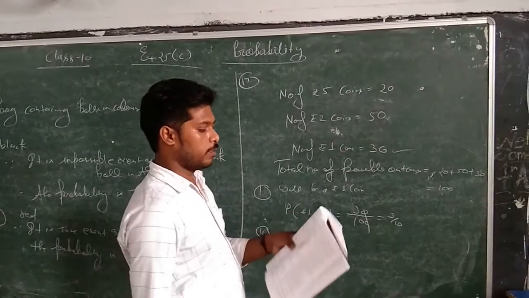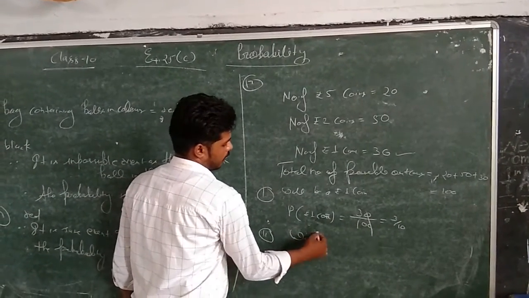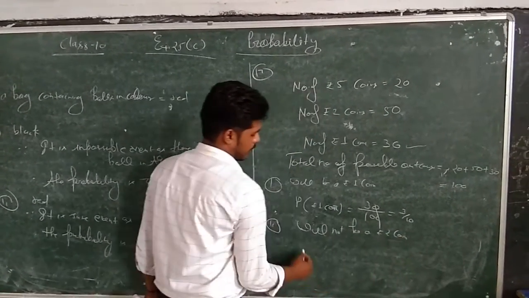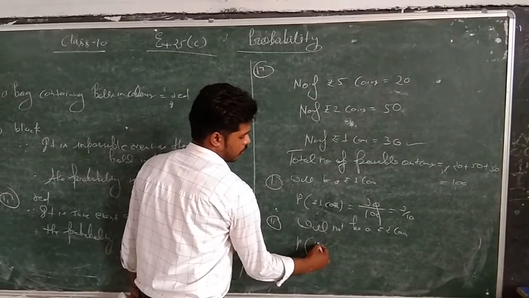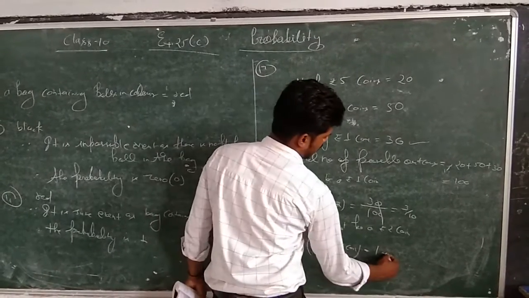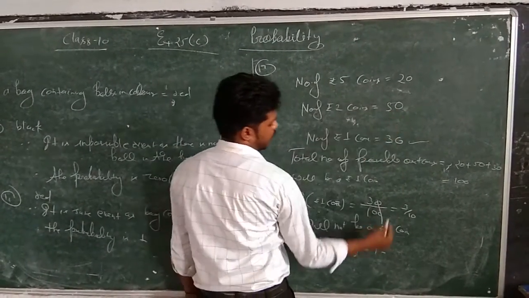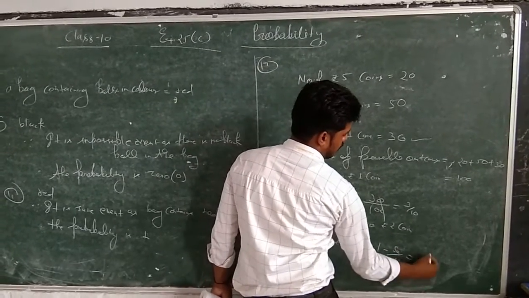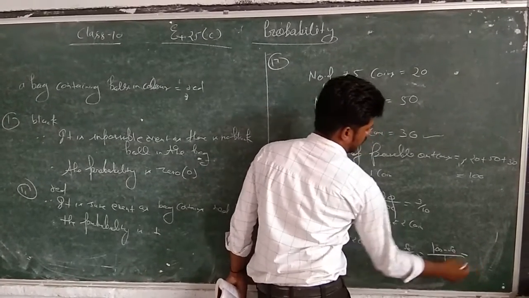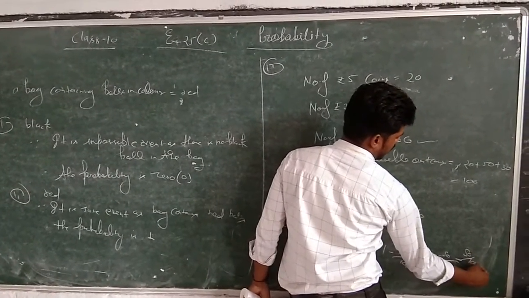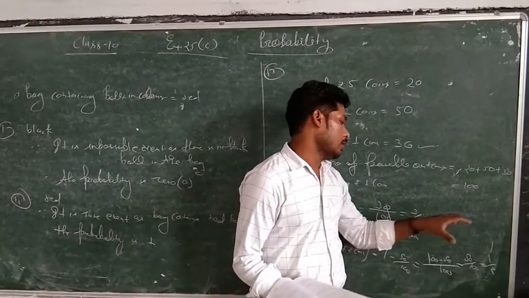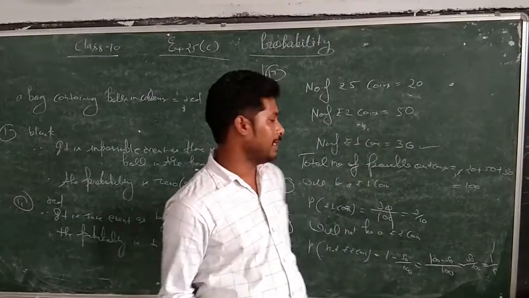Now number 2, will not be a rupees 2 coin. Simply, P(not rupees 2 coin) is equal to 1 minus, what is the number of rupees 2 coins? 50. So 50 upon 100, you will get 100 minus 50 upon 100. Simply subtract, you will get 50 upon 100. It means 1 upon 2. So out of 100 you will get 50 such coins which are not rupees 2 coins.